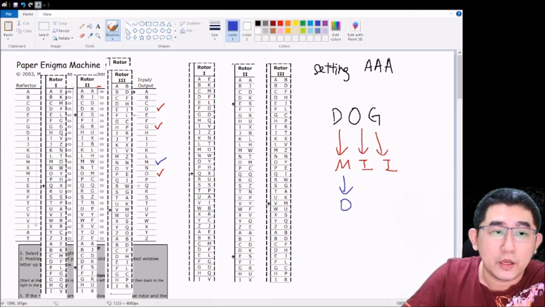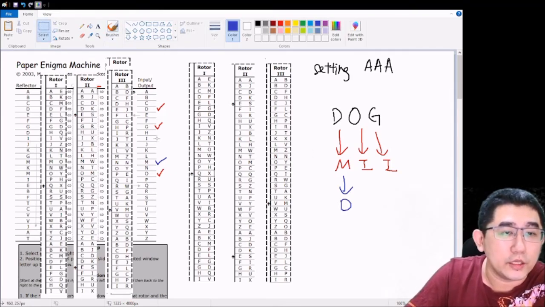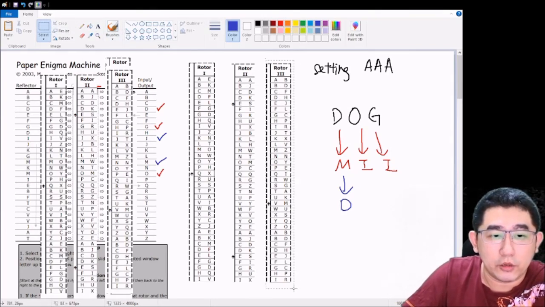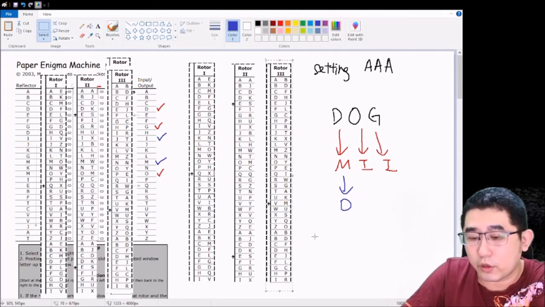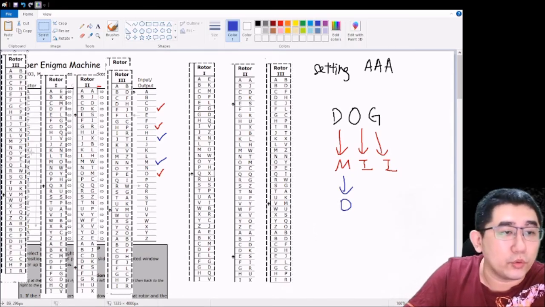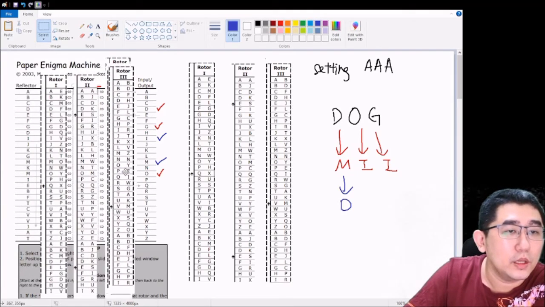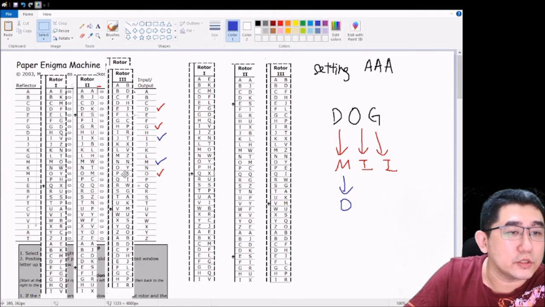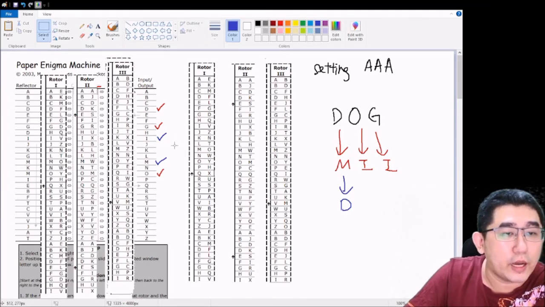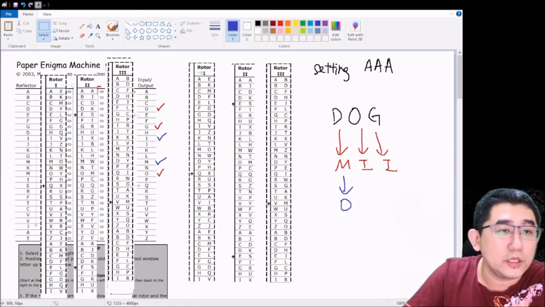D. What about the second letter, I? The I is over here. So I'm going to press the letter I on my keyboard. What's going to happen is my rotor will lift up again. Initially it's already at B, because I press the button again, it is lifted up. Let's see what's going to happen to this letter I.